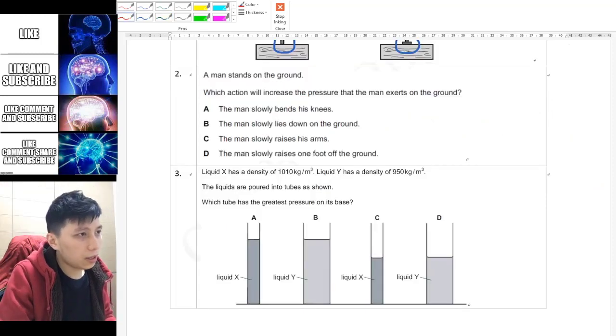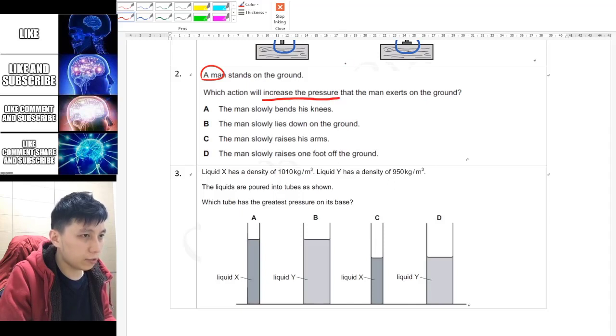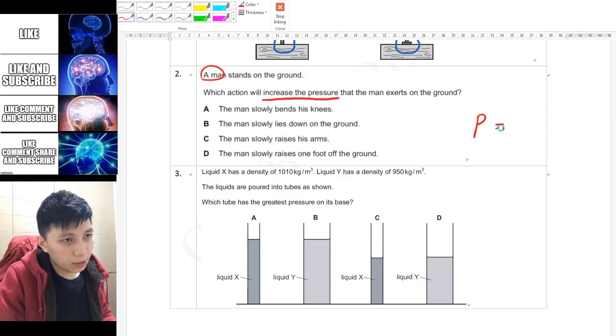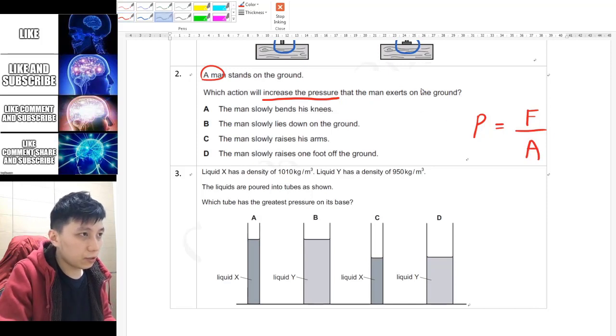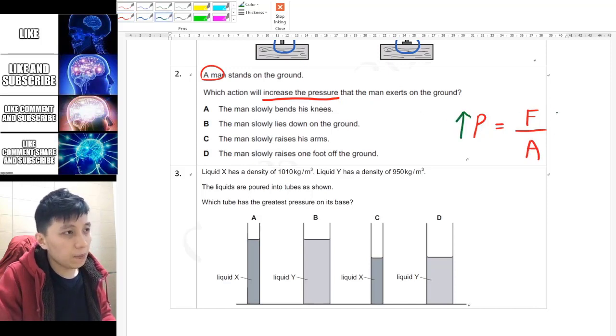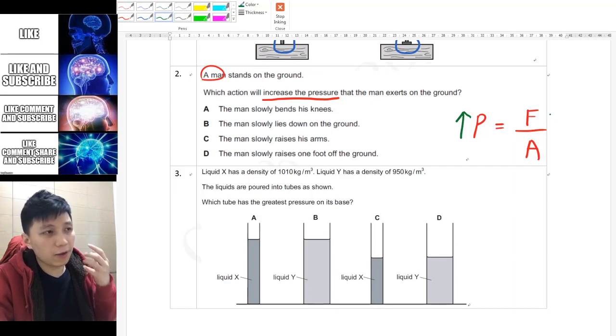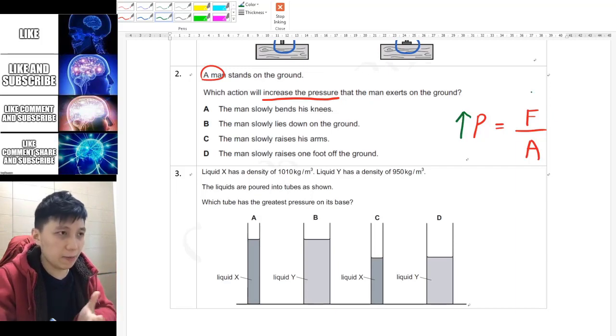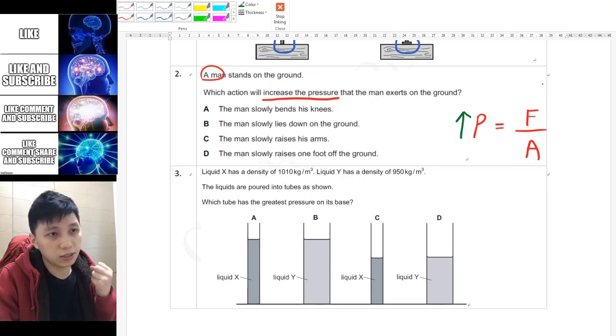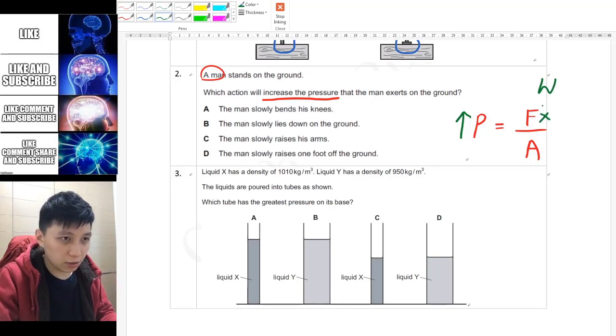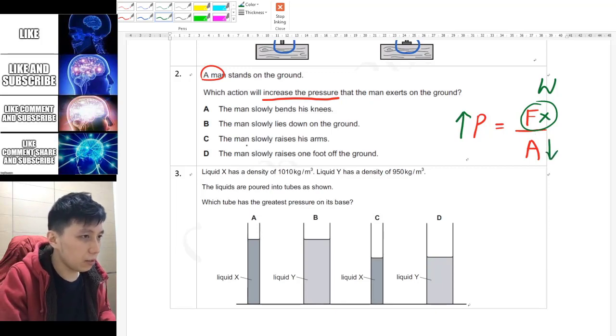Number 2, it said a man stands on the ground and how it will increase the pressure. So again, it's the same equation, and you want the pressure to be higher. And the thing is, since it's talking about a man, right, the same guy, and therefore the force, which is the weight equals mg, is going to be a constant. All right, so once again, if you want greater pressure, then area has to be smaller.